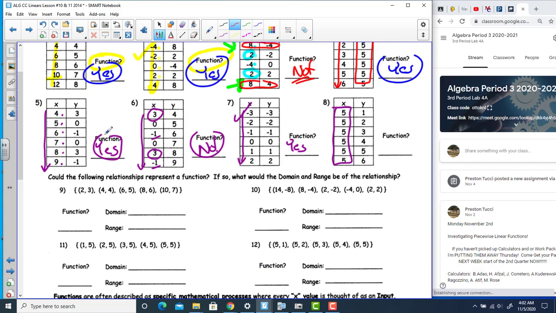Please pause the video. In number 5, ladies and gentlemen, as you scan down the x column, you notice that all the x units of time are unique. Therefore, there's no repeated predictions at any point in time. This makes this a useful equation or a function, and yes, it is.